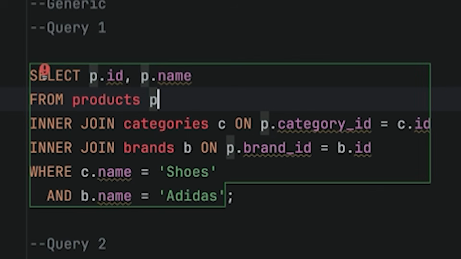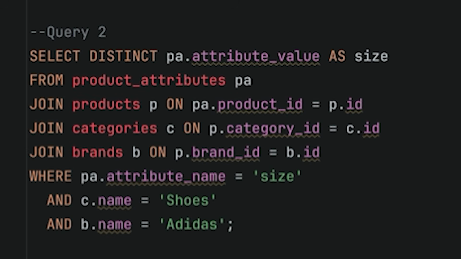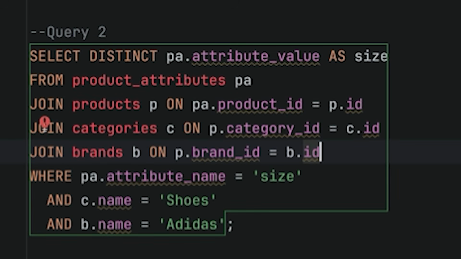Let's run the same filters. Category is shoes, brand is Adidas, and we want the available sizes. The query to get Adidas shoes is the same as before because the category and brand tables are the same. Now let's get the available sizes. Here is the query. We run a query on the attributes table, joining to the products table, and select the attributes where the name is size. You could do the same for color, material, or anything else. You can just change the attribute name.